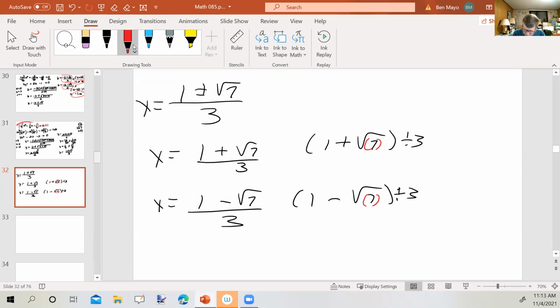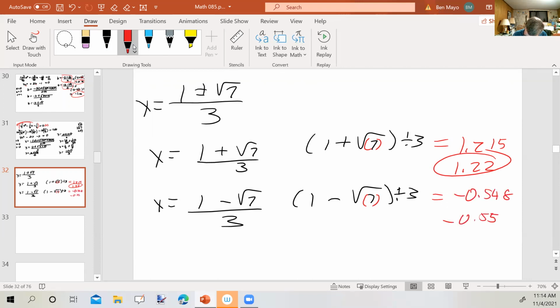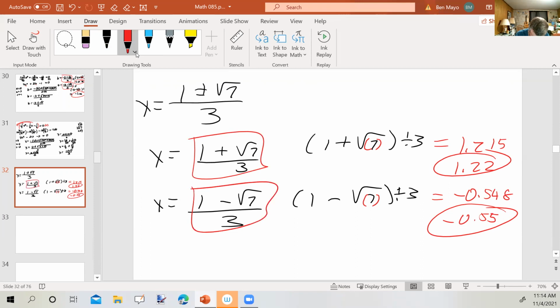Let's see what we get there. Okay, parentheses 1 plus the square root of 7, close up the whole thing, divided by 3, 1.215. So that's going to be 1.22, rounding to the nearest hundredth. And then the second one is negative 0.548, so negative 0.55. Okay, so here are the exact answers, and here are the decimal approximations to the nearest hundredth.